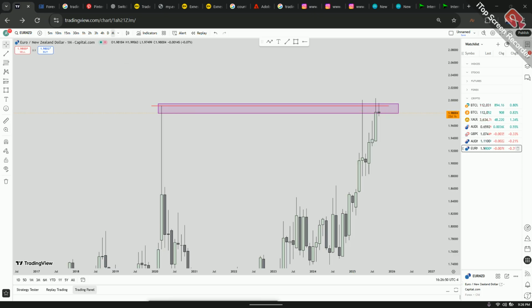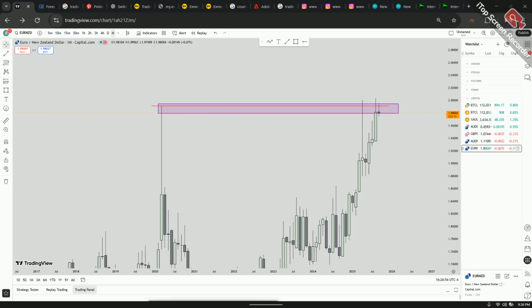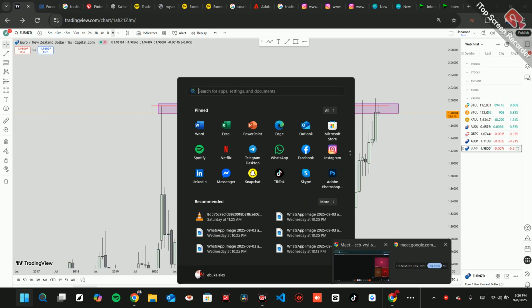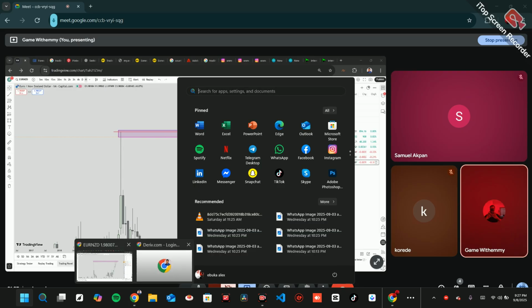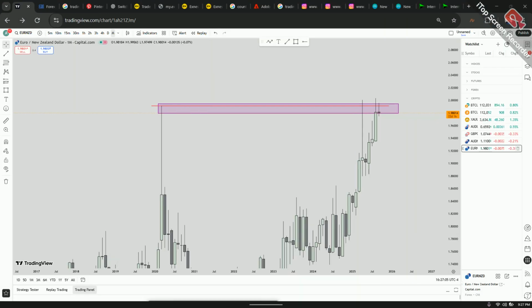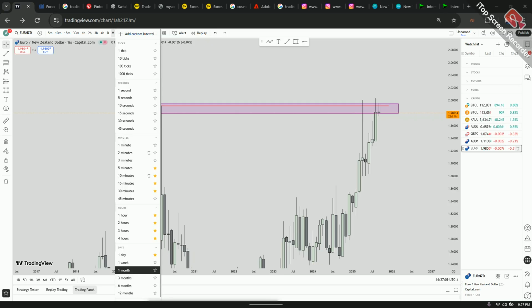But before we conclude, let's check the weekly time frame. Remember, we'll go from the higher time frame down to the smaller time frame. That's how you analyze, to make it easy for you, right? So I'll go to the weekly time frame and see what's happening there.